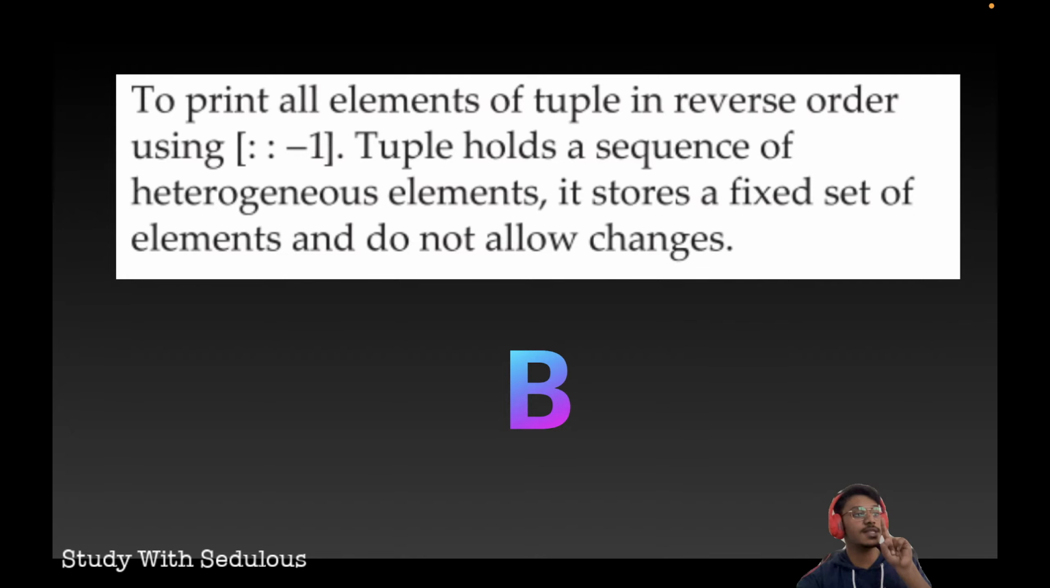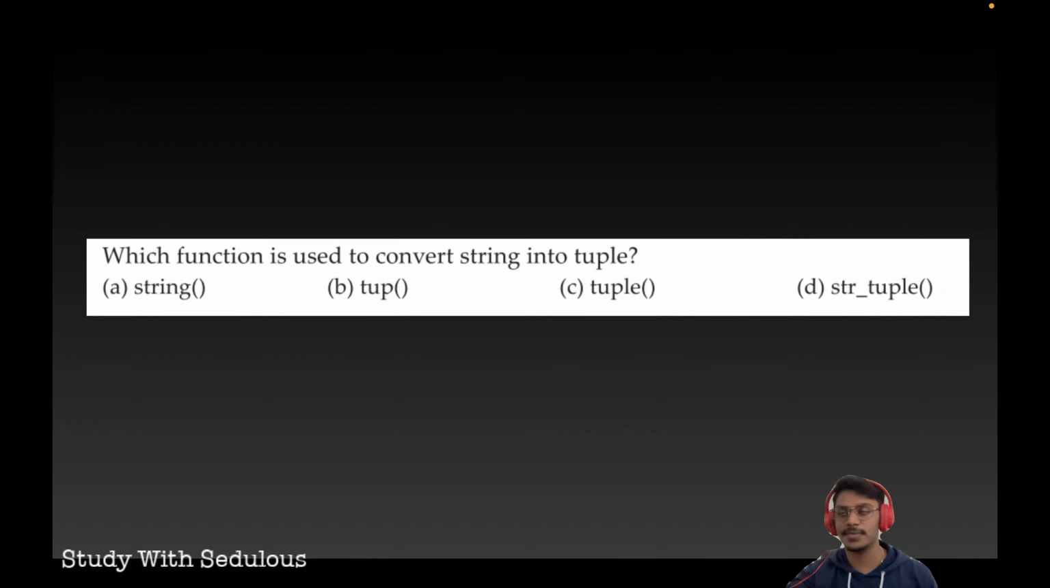Now, which function is used to convert a string into a tuple? Anything. It's not actually only string. If it is a list also, we can use tuple. The parenthesis will make it into a tuple. Although dictionary is an exception. For a dictionary, either key or value can be converted into a tuple, not both.